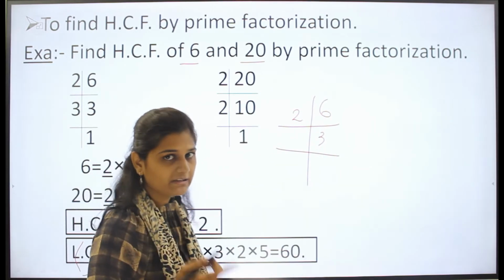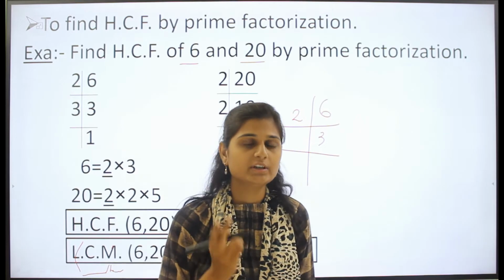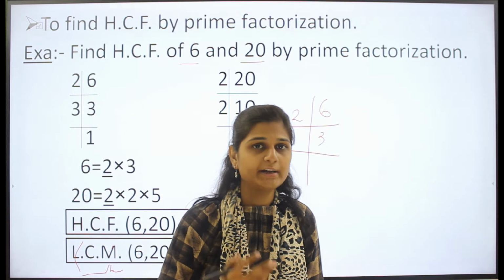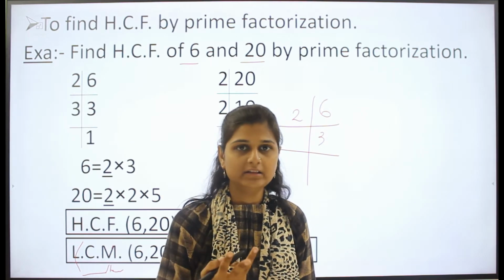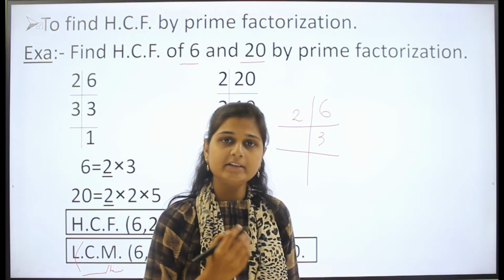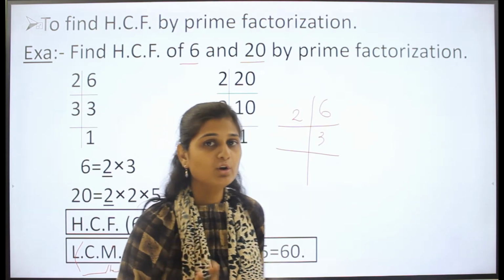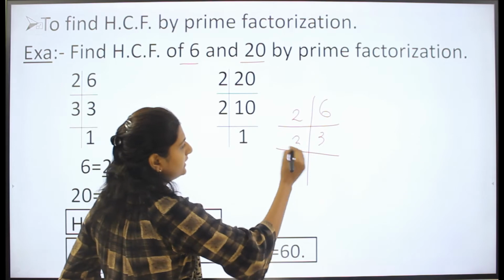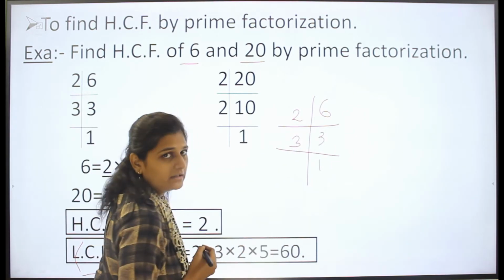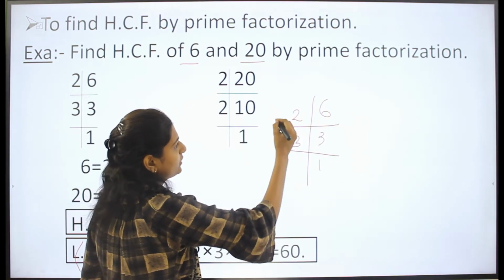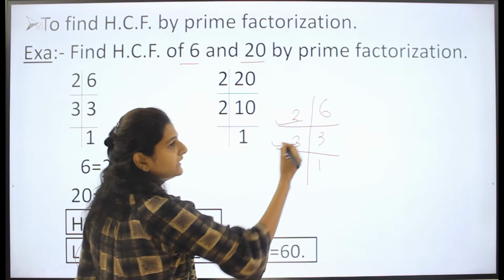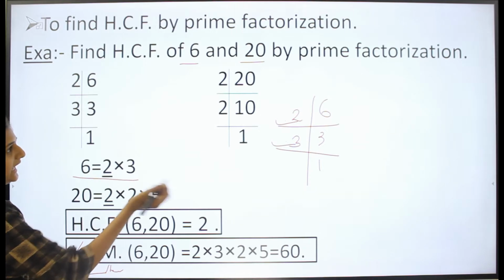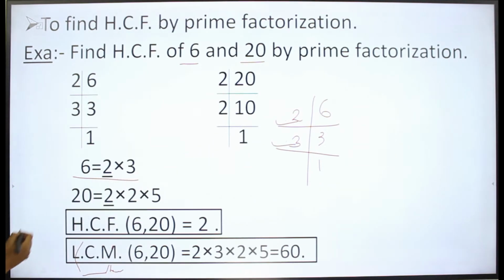Can you divide 3 by 2? No, 3 is not in the table of 2. So if you cannot apply 2, you have to go to 3. You can divide 3 by 3, as you know 3 1s are 3, so here you write 3 1s are 3. So what are the factors of 6 here? 2 and 3. So here you can write that the factors of 6 are 2 multiplied by 3.